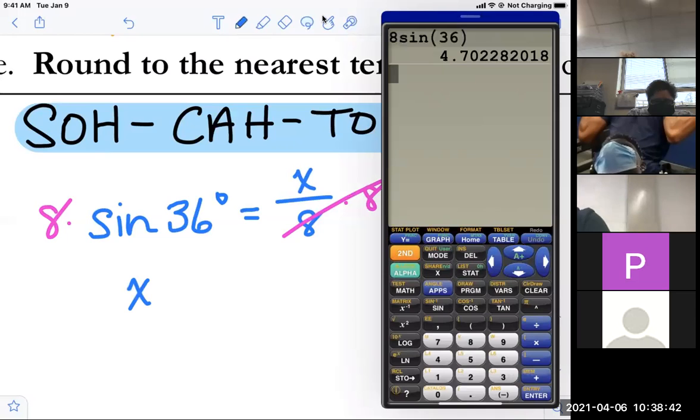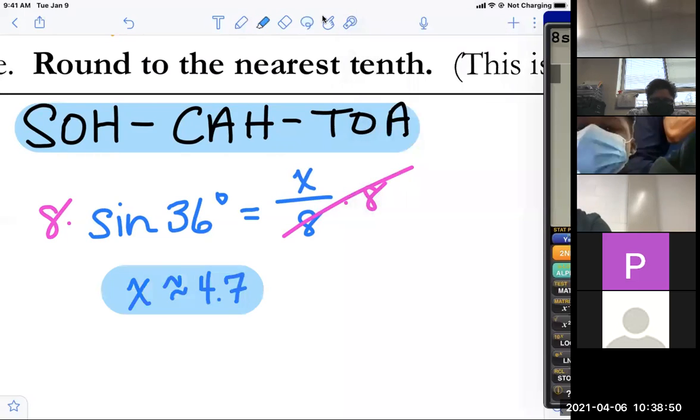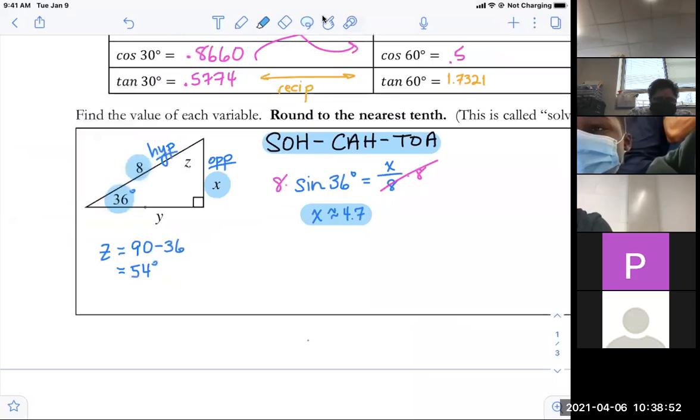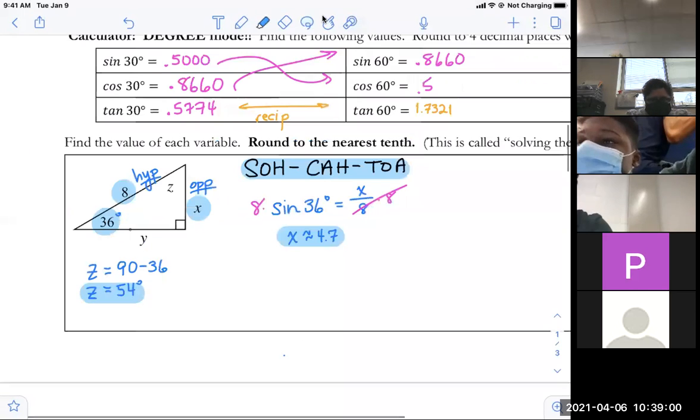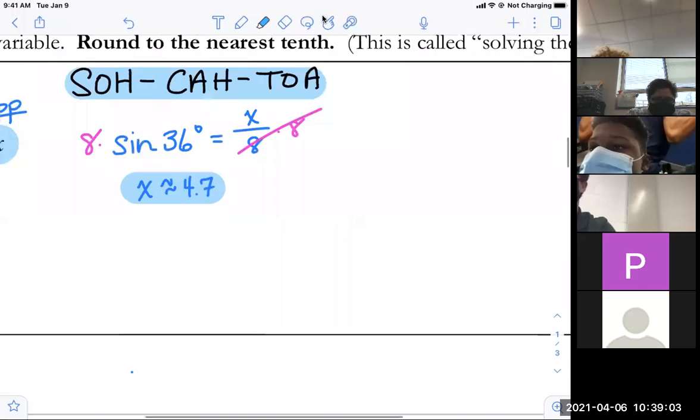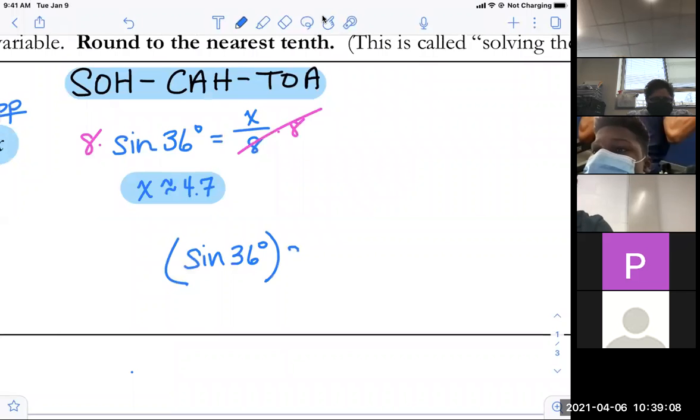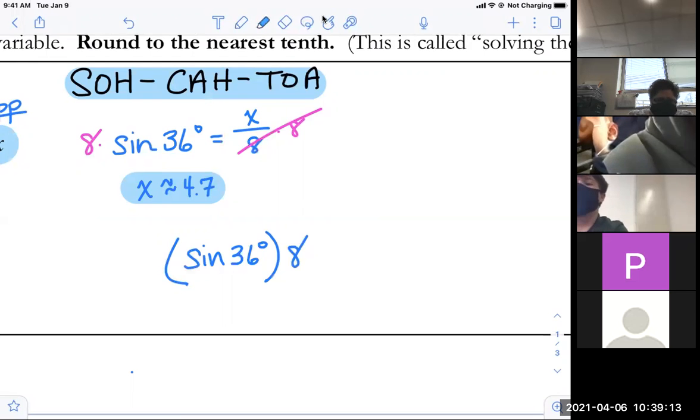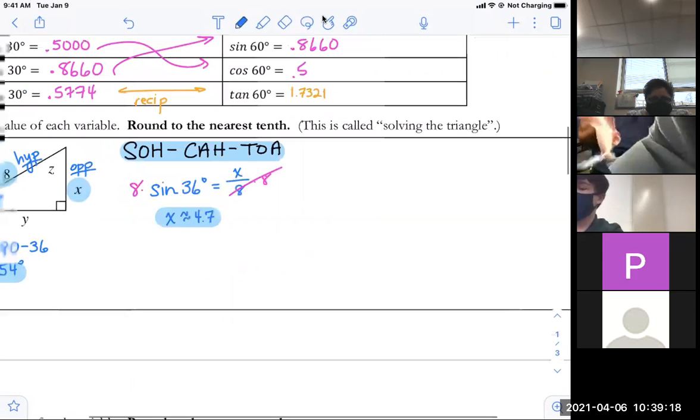Okay, so x is approximately, and I think I said the nearest 10th, so that would be about 4.7. By multiplying 8 by sine of 36. Yeah, and if you write it like sine 36 times 8, make sure that you do that, because you don't want to think that you're doing 36 times 8 and then taking the sine. It's kind of like standard notation to write the number in front of the sine, cosine, or tangent.